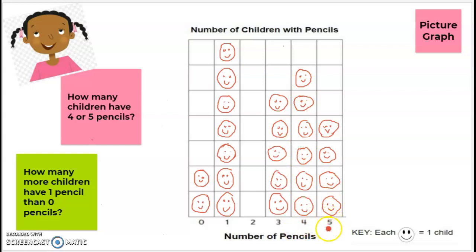The number of pencils, 5. There are 4 children with 5 pencils. So we can say 6 plus 4 equals 10. There's 10 children that have 4 or 5 pencils left.